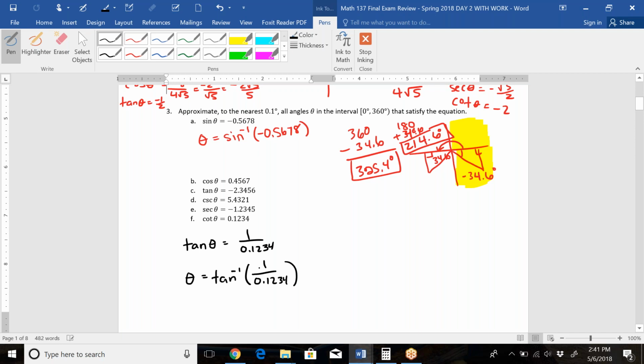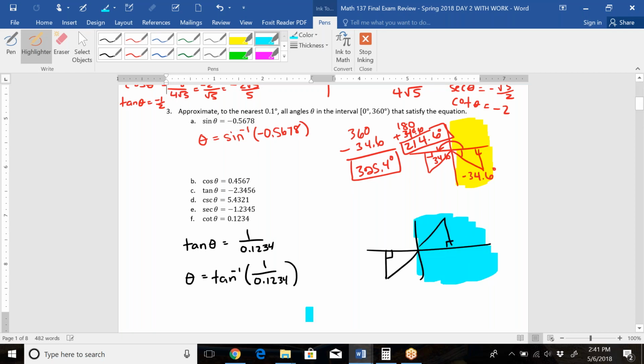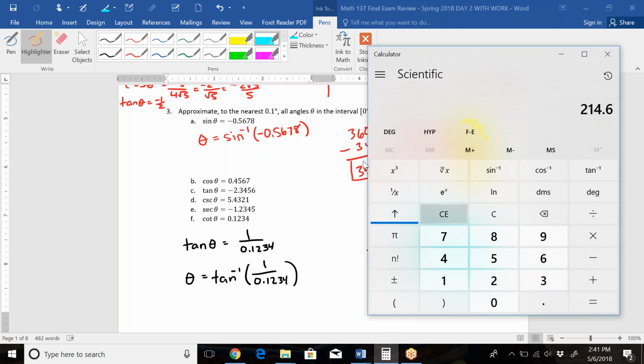Notice this is a positive ratio in here, and the two places where tangent is positive is in quad 1 and in quad 3. So I should already expect angles in both of these, except the inverse of tangent only gives you, again, quad 1 and quad 4. So we're going to get a quad 1 answer on our calculator.